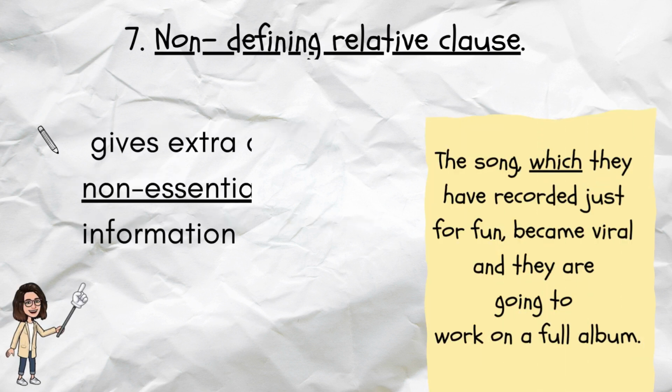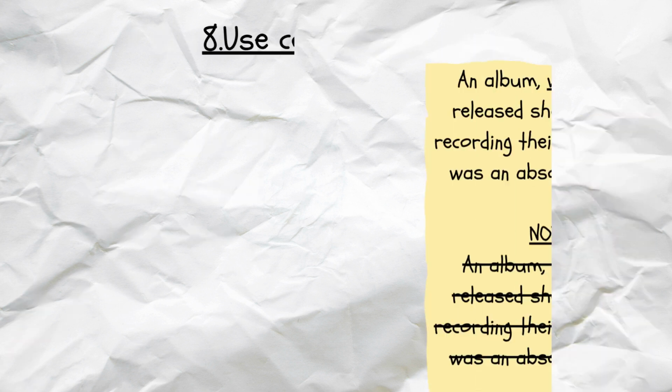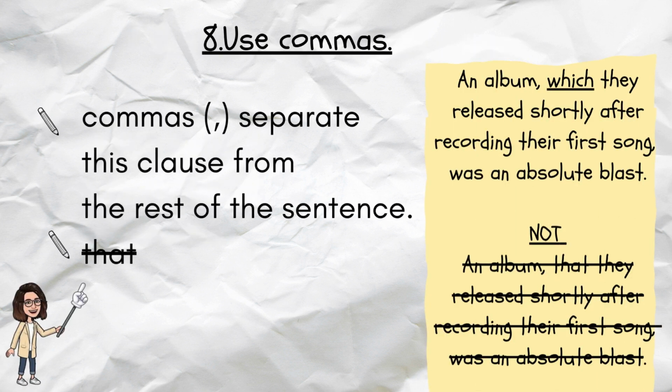Non-defining relative clause. 7. We use non-defining relative clauses to give extra or non-essential information. The song, which they have recorded just for fun, became viral and they are going to work on a full album. 8. We use commas to separate this clause from the rest of the sentence.